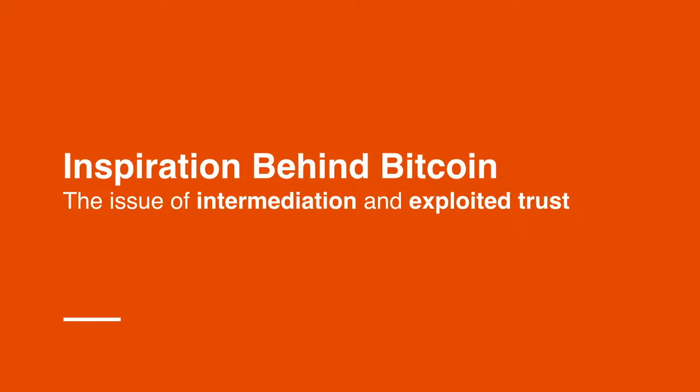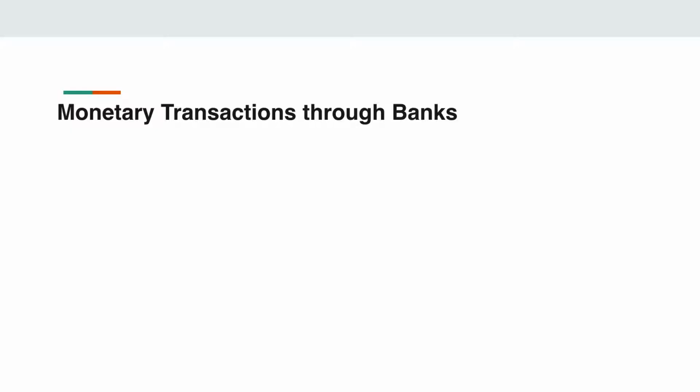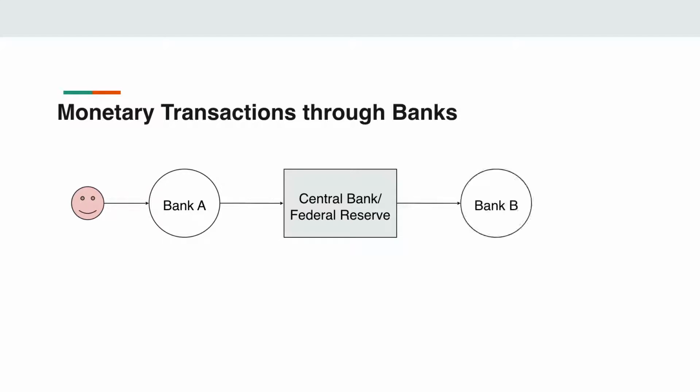Now let's look at the inspiration behind Bitcoin. We'll focus on the issues of intermediation and exploited trust. When it comes to understanding Bitcoin, it is necessary that you learn how banking systems currently work. Let's go back to our monetary transaction example from Module 1. Alexa wants to send $10 to Bill, however Alexa and Bill use different banks.